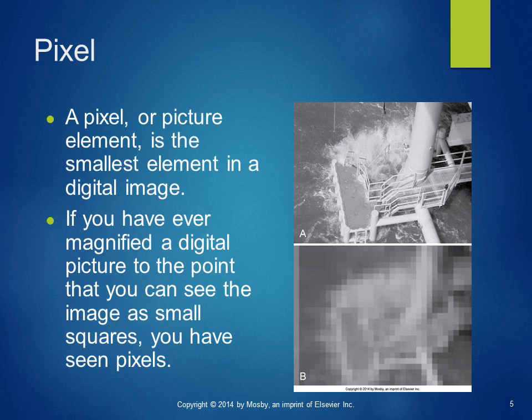Pixel. A pixel, or picture element, is the smallest element in a digital image. And I know that we've discussed pixels before, and when you're looking at the two images to the right, you can see that the first one is more clear. If you've ever magnified a digital image to the point that you can see little small squares, then you have actually seen what a pixel looks like. And if you haven't, you can just look to your right and the image shows you what a pixel is.